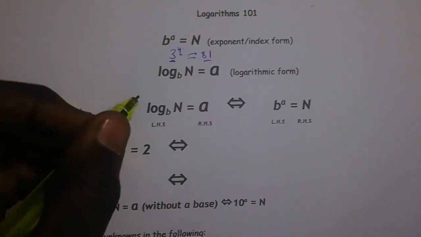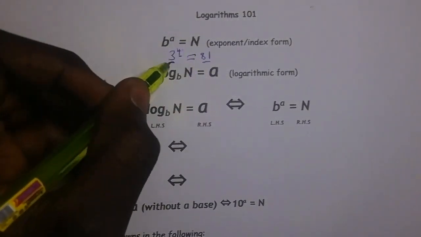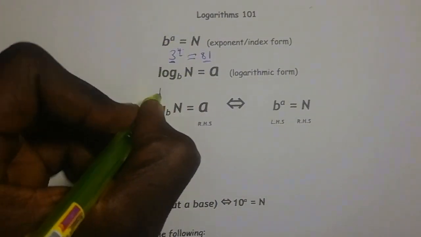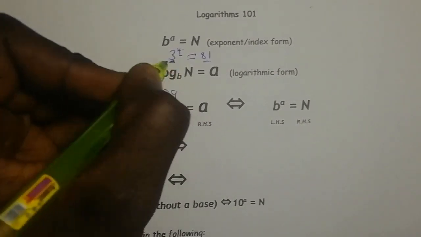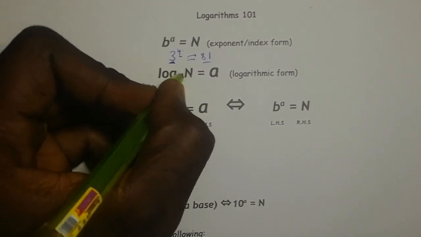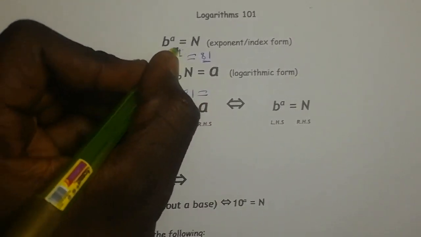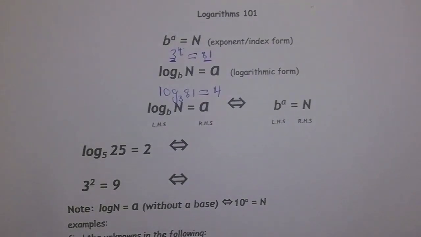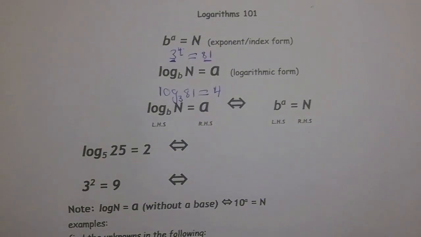To better understand this, let us convert this index form to a logarithmic form. We write the log sign, then the base, which is the same base as we have seen here, small 3. Then the number on the opposite side of the equation, that's 81, equals the power, or the exponent, that's 4. So that's how you convert index form to logarithmic form.